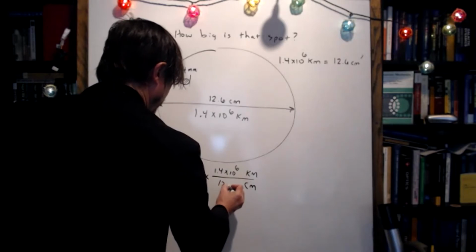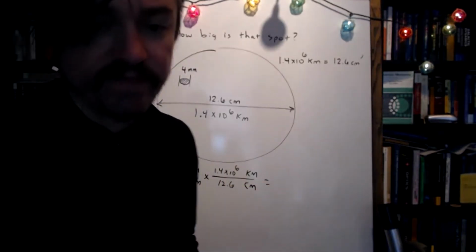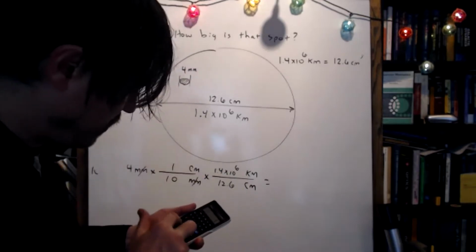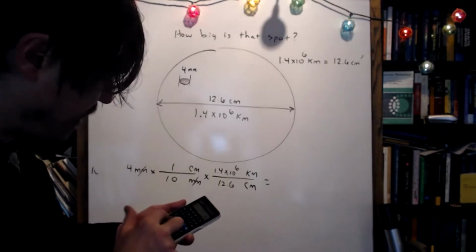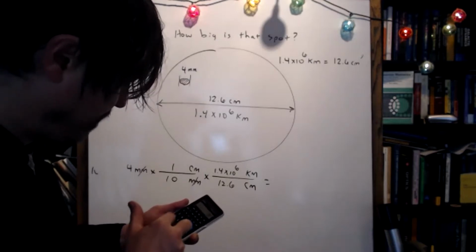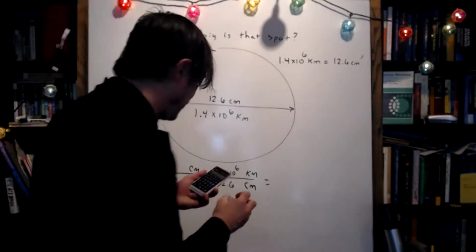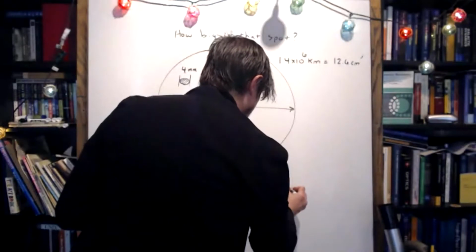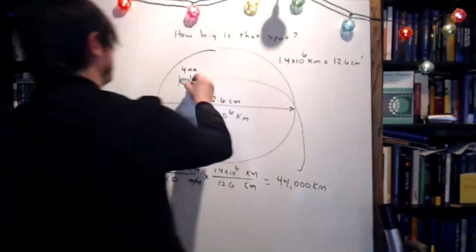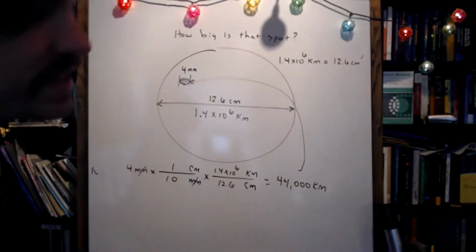12.6. All right. Now I'd like you guys to punch it up, but y'all so slow, I ain't got time for that today. So let me do it for you. I'm going to do 4 divided by 10 times 1.4 million divided by 12.6. And I get 44,000 kilometers. That's the size of that little sunspot. But maybe you ought to think about what that means.